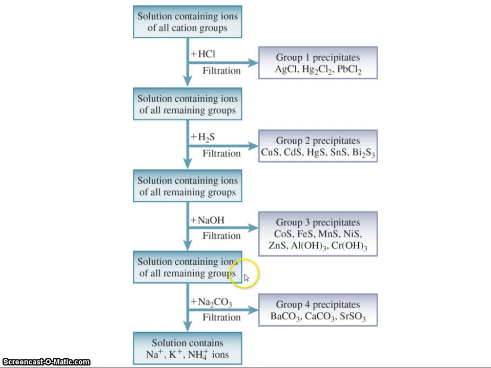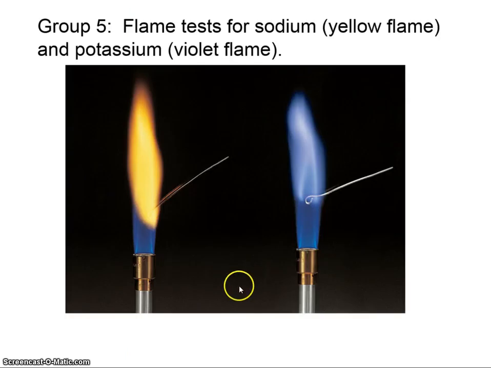You can then do a flame test. Right? Flame test, for example, is going to tell you whether you've got yellow, if it's sodium, or potassium with the blue flame. Right?